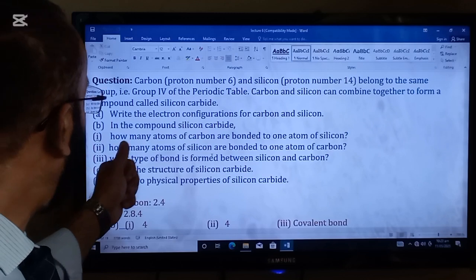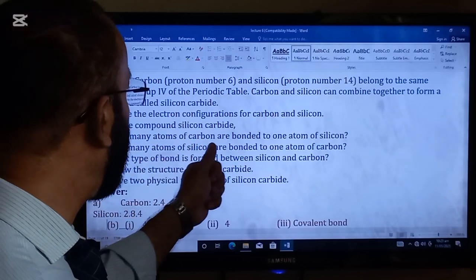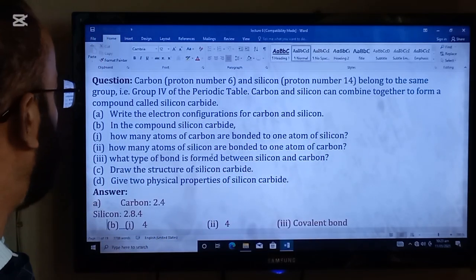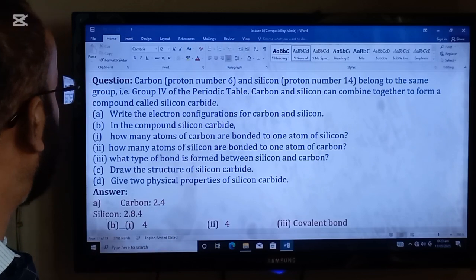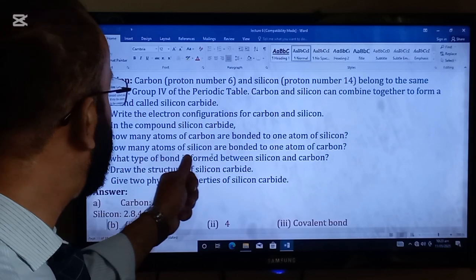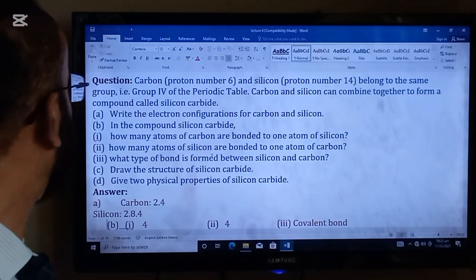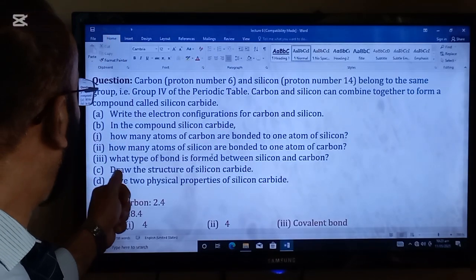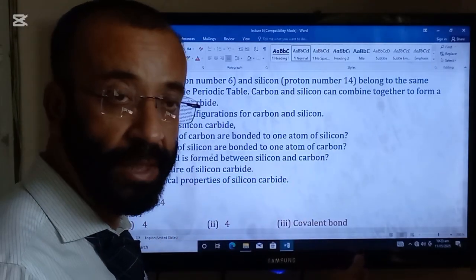B part. In the compound silicon carbide, first requirement is how many atoms of the carbon are bonded to one atom of the silicon? The answer is 4 because all 4 electrons will be bonded together. Second requirement is how many atoms of the silicon are bonded to one atom of the carbon? Again, answer is 4. Third requirement is what type of the bond is formed between silicon and carbon? Answer is covalent bond.